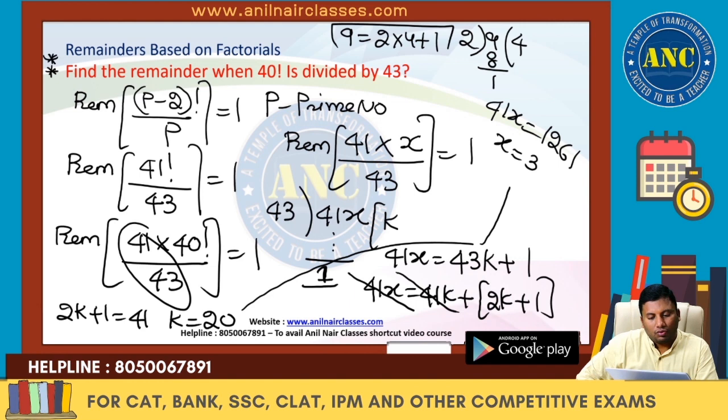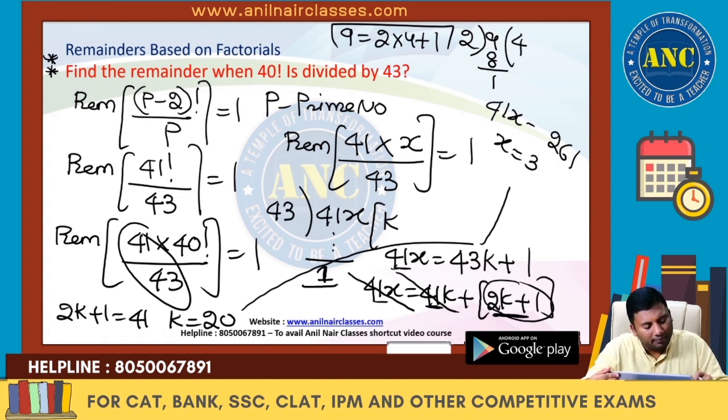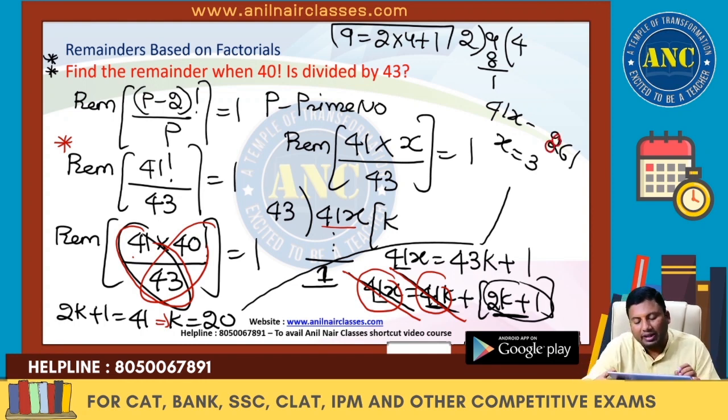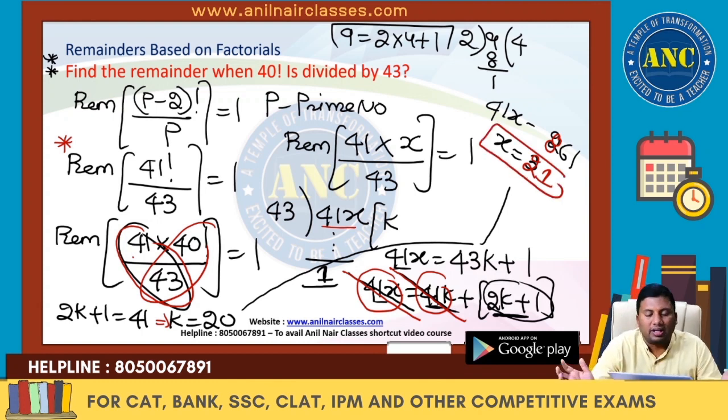41x is 43k plus 1, so 41x is 41k plus 2k plus 1. This should be divisible by 41. I hope it is clear. 41 factorial divided by 43 is 1. 41 factorial is 41 into 40 factorial divided by 43. So 40 factorial divided by 43 is x. 41x divided by 43 is 1. 41x is 43k plus 1, which is 41k plus 2k plus 1. Divisible by 41, so 2k plus 1 is 41, k is 20. If I substitute k as 20, 43 into 20 is 860 plus 1, 861. So x is 21. X is 21. I hope the idea is clear.